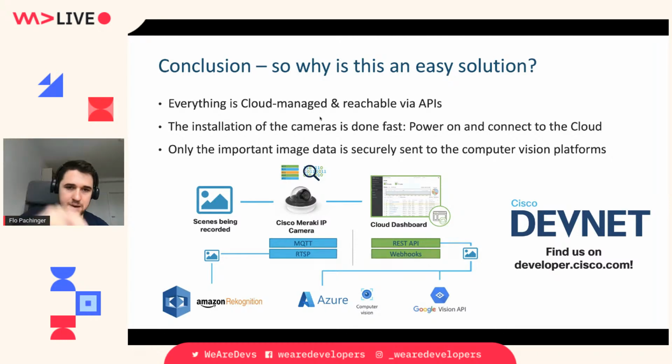The installation of the cameras itself is super fast. You power on, you connect the camera, and it is there. And also, this is the trigger point basically, only the important image data is sent securely to the computer vision platforms, which are one of those three here. Of course, not limited to those three. There are lots of other, smaller providers. It really depends on the data set, or what you would like to sense, and what kind of data you would like to get out.